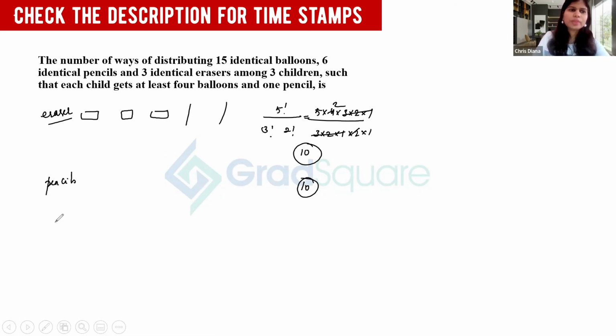Now going ahead with the balloons. So each of the child gets at least 4 balloons. So first giving 4 balloons to each child. I'll be giving out 4 into 3, 12 balloons. So that's going to be only one because all of them are identical, right? Now, remaining 3 balloons are there to distribute among 3 children. So again the same case. So there will be 10 possible cases. So to distribute erasers, pencils, and balloons, it will be nothing but 10 into 10 into 10, which is going to be 1000. That was the expected answer.